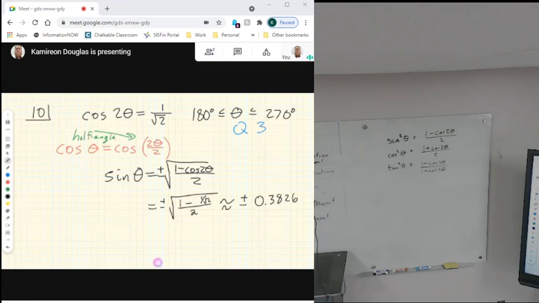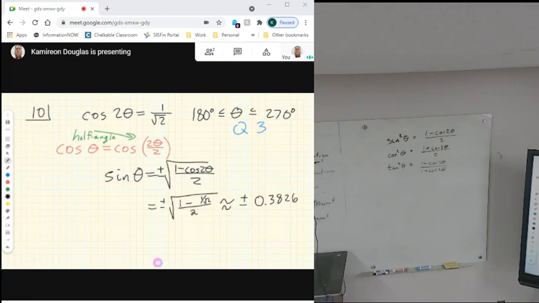225. A little tougher. If I cut that in half, I get 112.5, which would be still somewhere in the second quadrant. 210. If I cut that in half, I get 105. That's still in the second quadrant. Even if I choose like 181 and cut that in half, I get 90.5. I'm still in the second quadrant. So no matter what I do, my answer should be in the second quadrant.